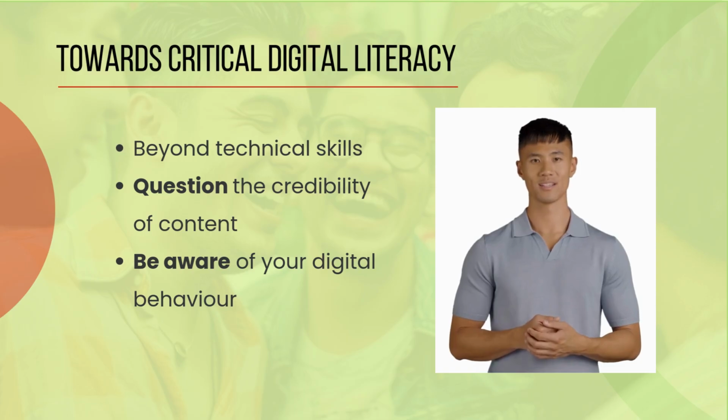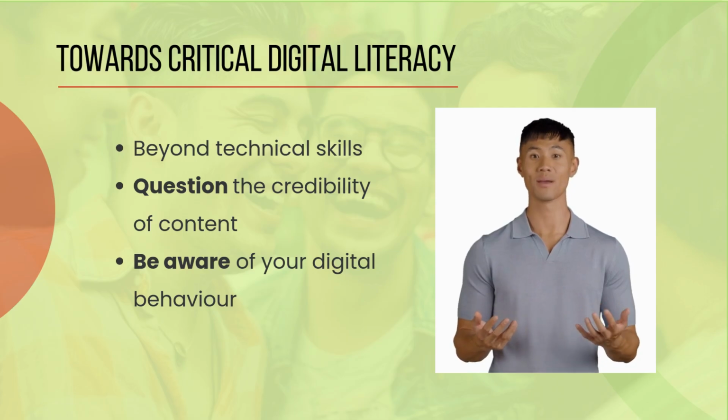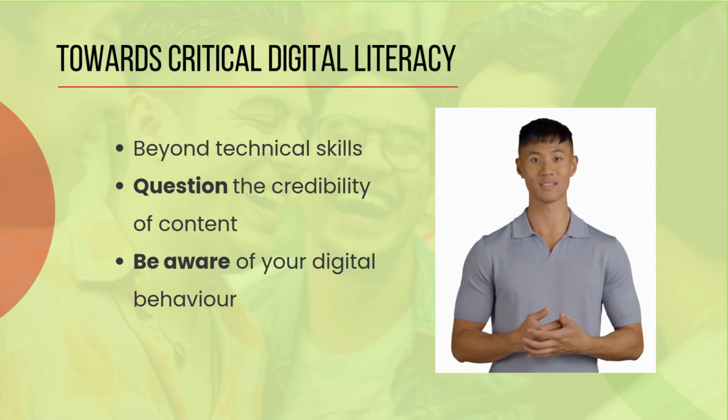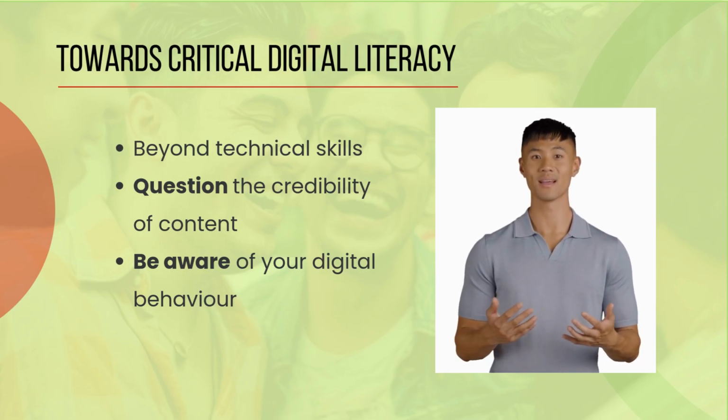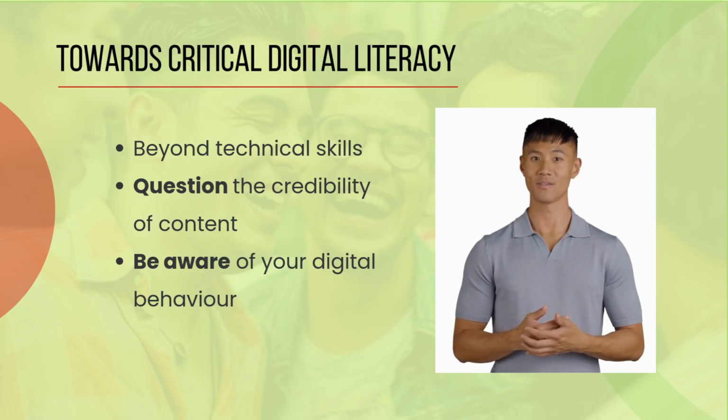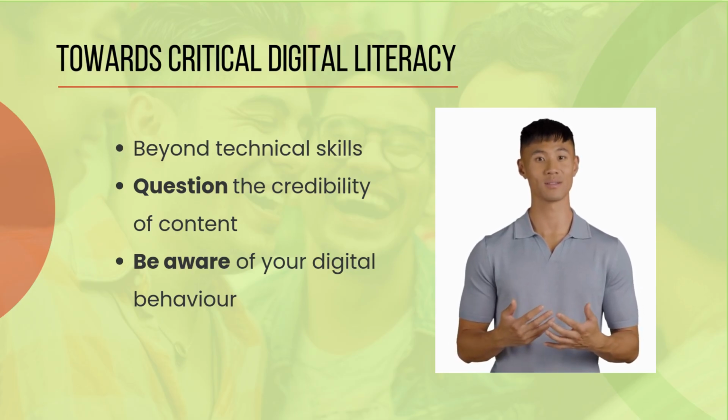So, what do we do with all this? The answer lies in critical digital literacy. This means going beyond technical skills, like how to use a platform. It means understanding the systems behind it, algorithms, business models, data tracking, and questioning the credibility of the content we see. It also means becoming aware of our own digital behaviors, how much time we spend, what we share, and how we respond emotionally. Education plays a huge role here, but so does civil society and media. Together, we need to empower users not just to consume content, but to engage responsibly, critically, and ethically.